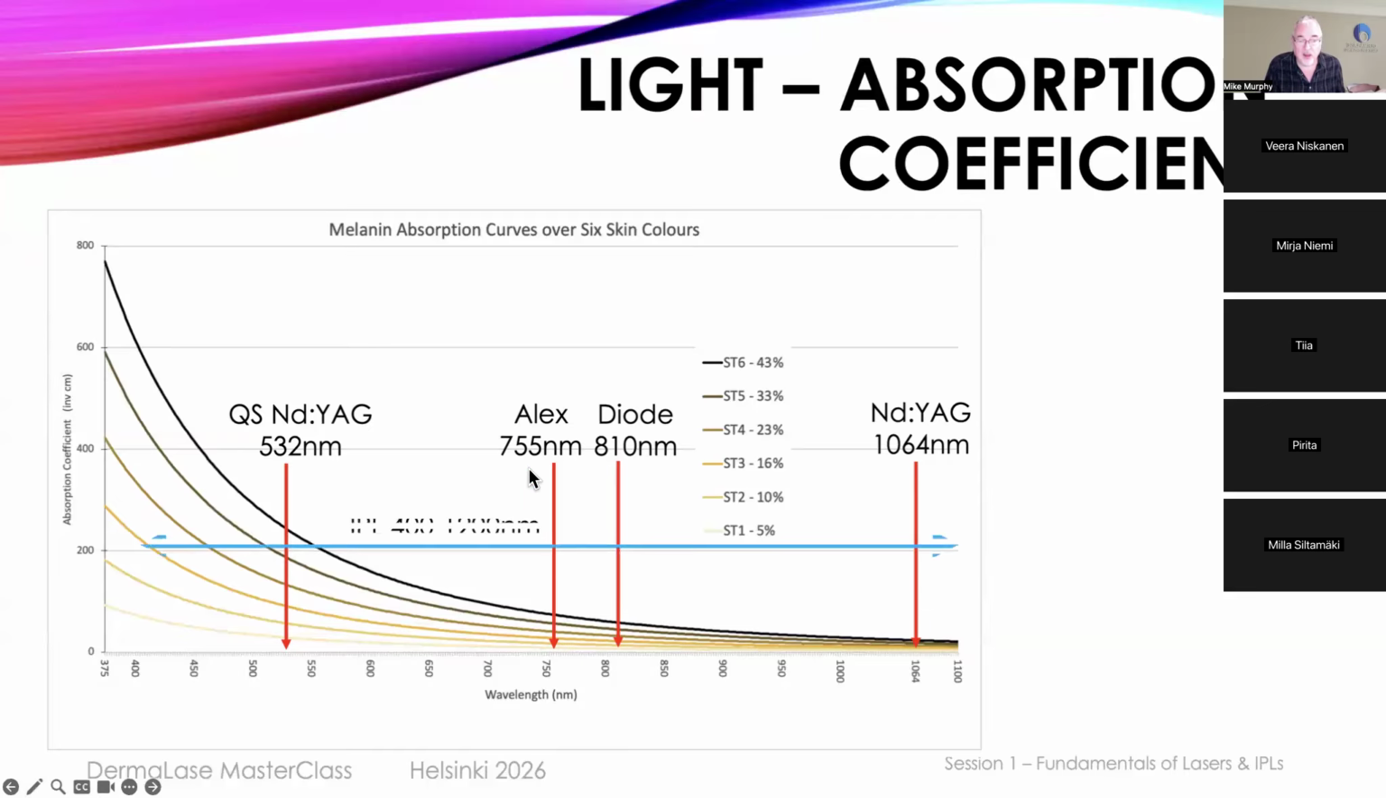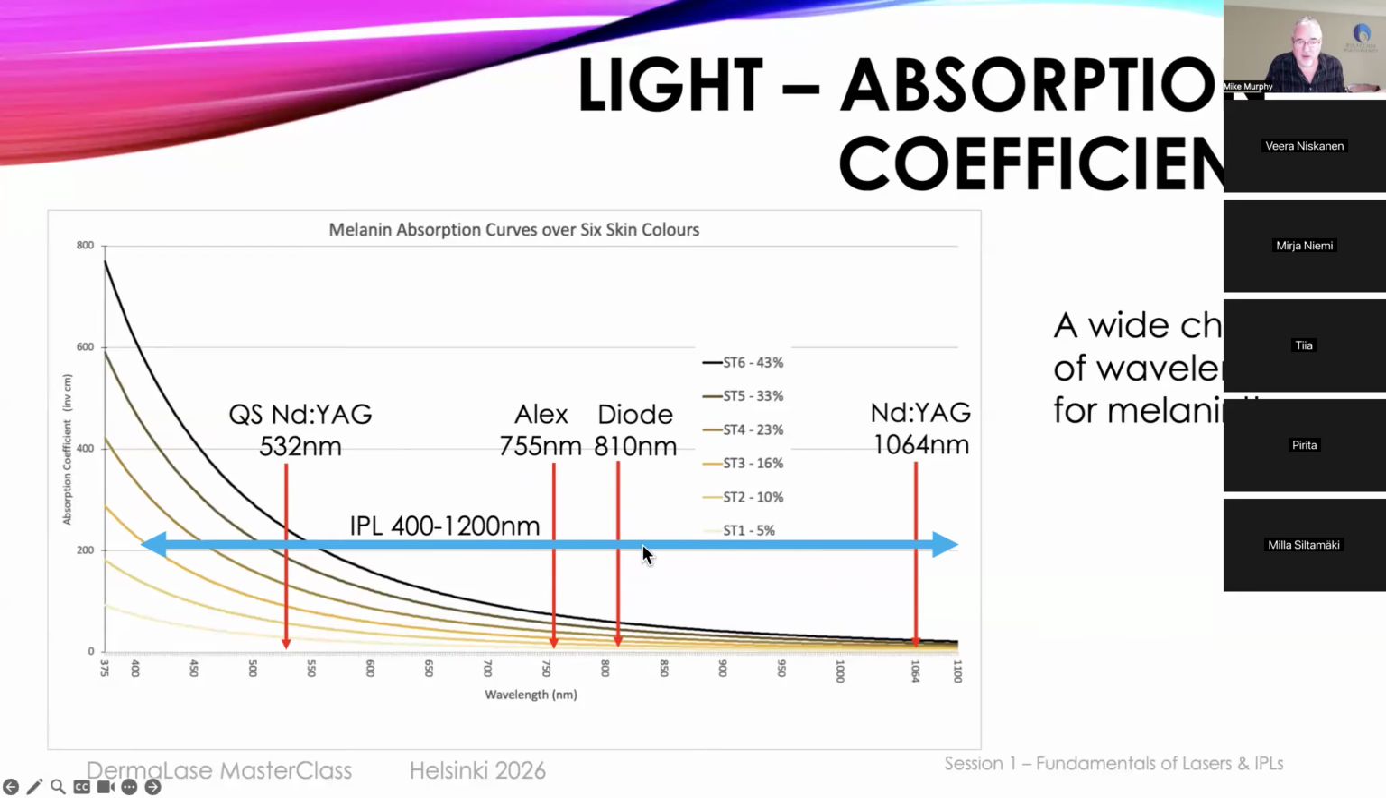All right. IPL does this. IPL typically gives a range usually between 400 and 1200, but we don't use all of that. If you're using IPL for hair removal, you'll put a filter in somewhere about here, about 640, 650. So that stops all these wavelengths. They don't get through to the skin, and it only allows the wavelengths above the filter number. All right, that makes it much safer.